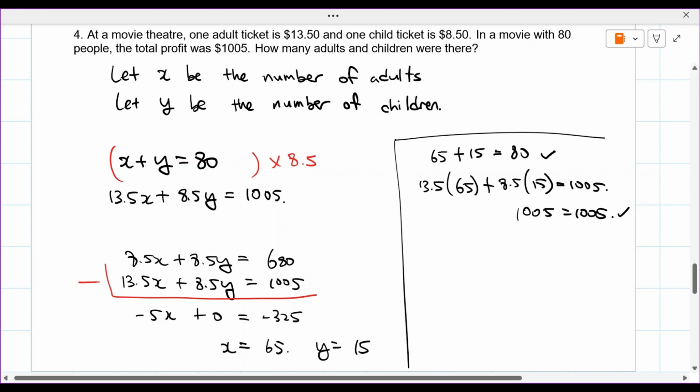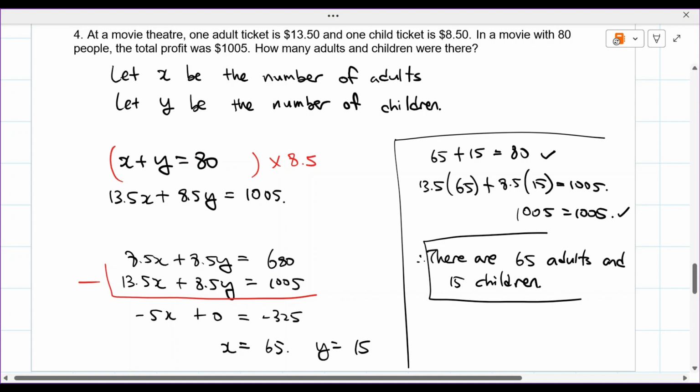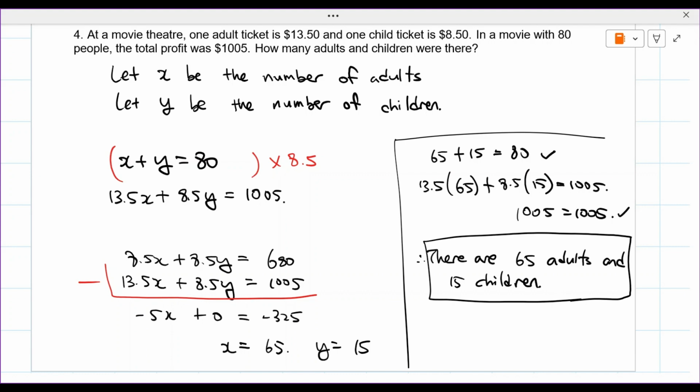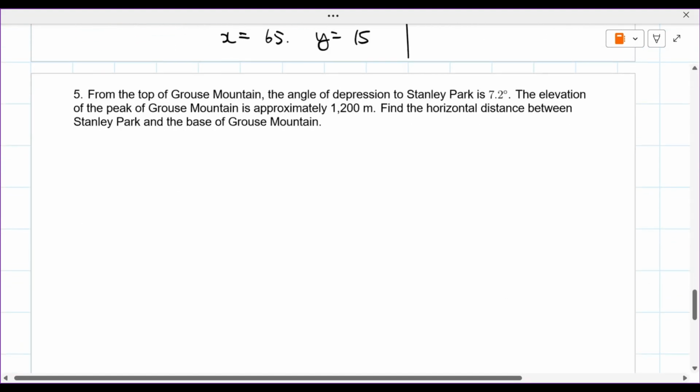Now let's answer the problem. There are 65 adults and 15 children. So you definitely want to get that sentence as the answer to the word problem. Now let's do the last question.